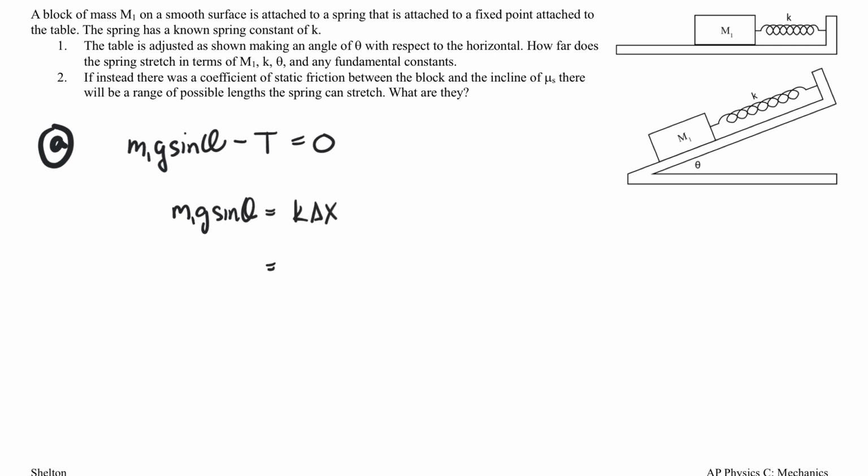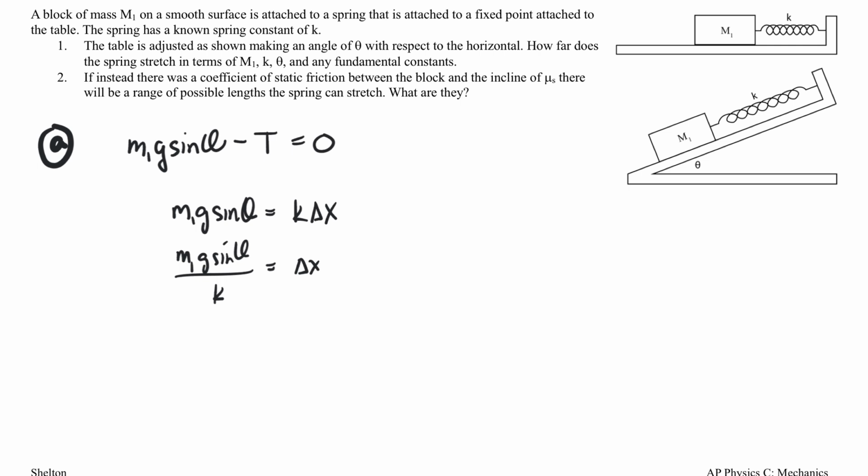So are we looking for delta x here or k? Known spring constant. So delta x equals m1 g sine theta over k. Is that what we're looking for? How far does the spring stretch in terms of that? Yeah, so that's how far the spring stretches.